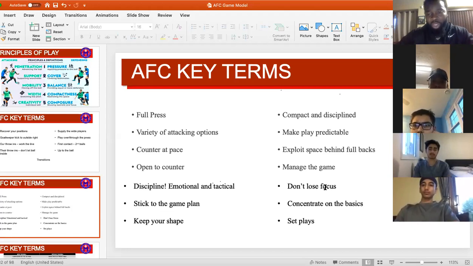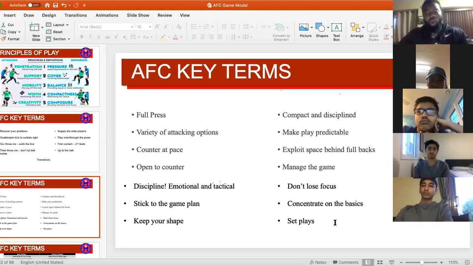Do not lose focus. You're gonna hear that kind of word. Do not lose focus. Concentrate on the basics. If the game is getting out of hand, don't worry. Just focus on the basic stuff that you know how to do, and then everything else will come back into play. Set plays. You know what set play is.